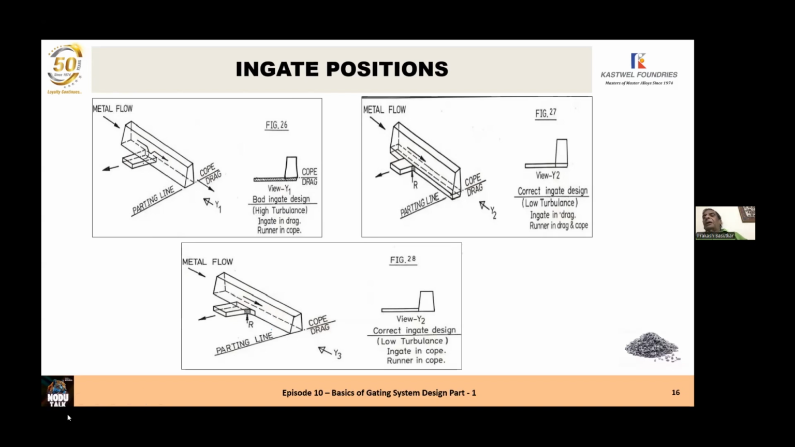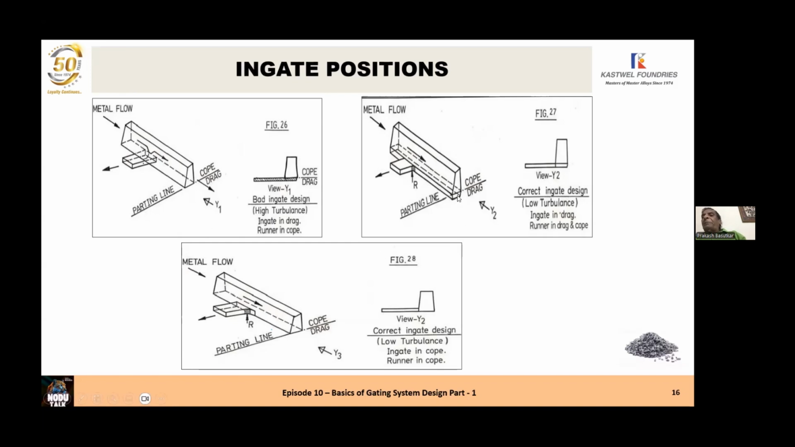So this is a bad design in which the runner is in the cope and the ingate is in the drag. If you have to place the ingate in the drag because the casting is in the drag, then you must provide a part of the runner in the drag also, whose thickness is equal to the height of the ingate. You put a part of the runner in the drag also, which is as thick as the height of the ingate.